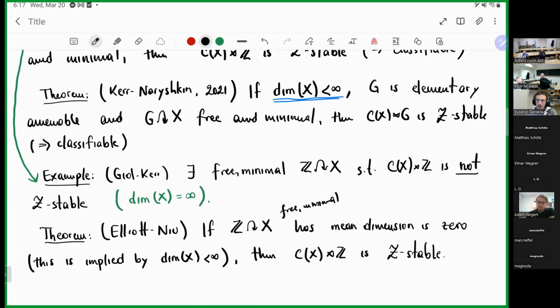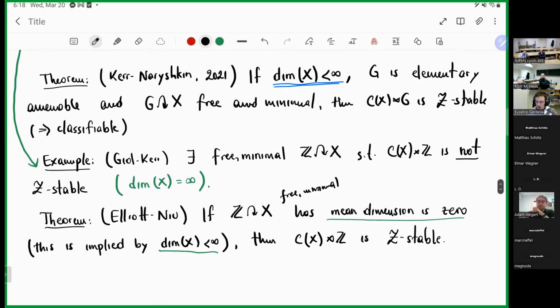In 1 minute I will define it, but let me just conceptually talk about this result. This result tells you that finite dimensionality of the space is not strictly necessary to get a Z-stable cross product. You can get away with a little bit weaker, which is this mean dimension 0 assumption. This is automatic if the space is finite dimensional, but it happens also in situations where the space is infinite dimensional.